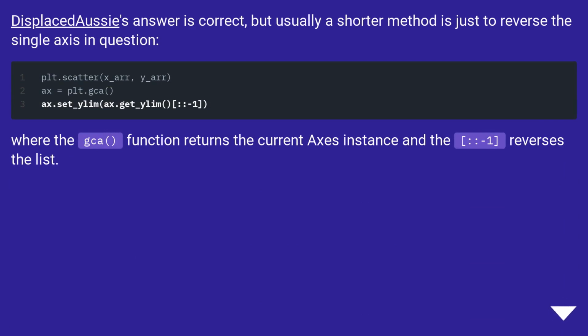Displaystasi's answer is correct, but usually a shorter method is just to reverse the single axis in question, where the gca function returns the current axis instance and the [::-1] reverses the list.